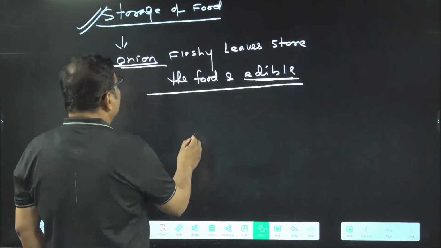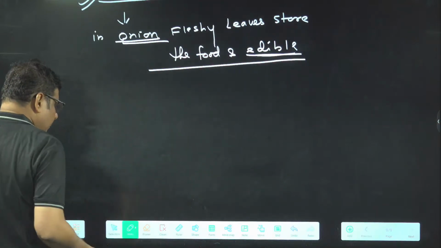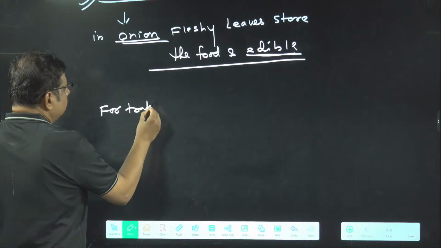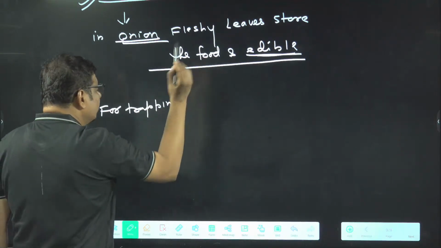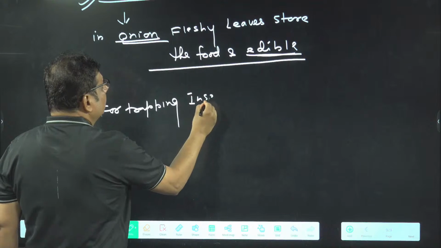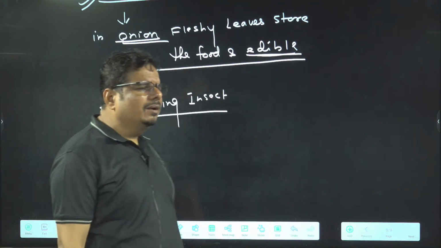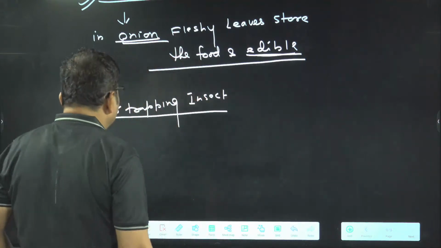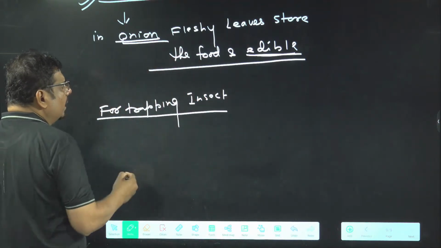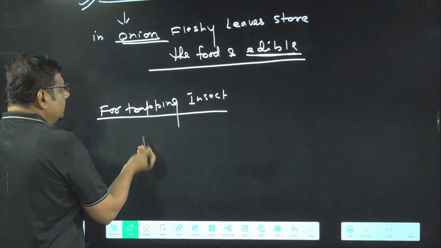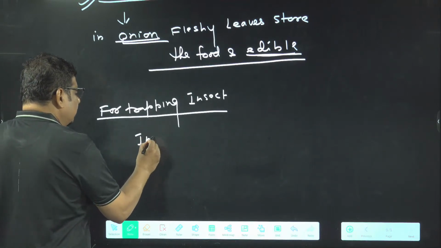Now we are moving on. Which one? For trapping insects. See, here a lot of mechanism is there. But of course, we are not going to deal with it, because it is not the demand for the exam. So, for trapping insects, why does a plant want to trap insects? So, actually what happened? Insectivorous plant.